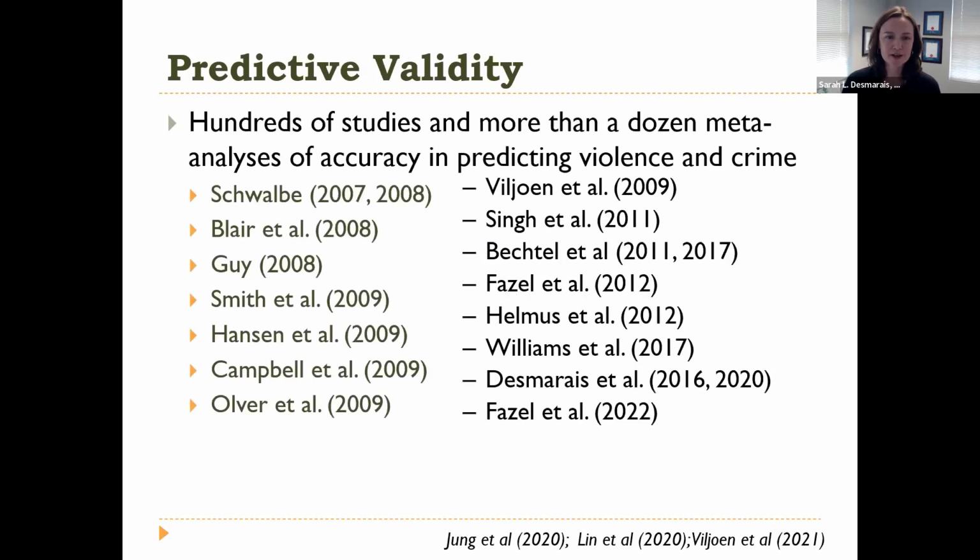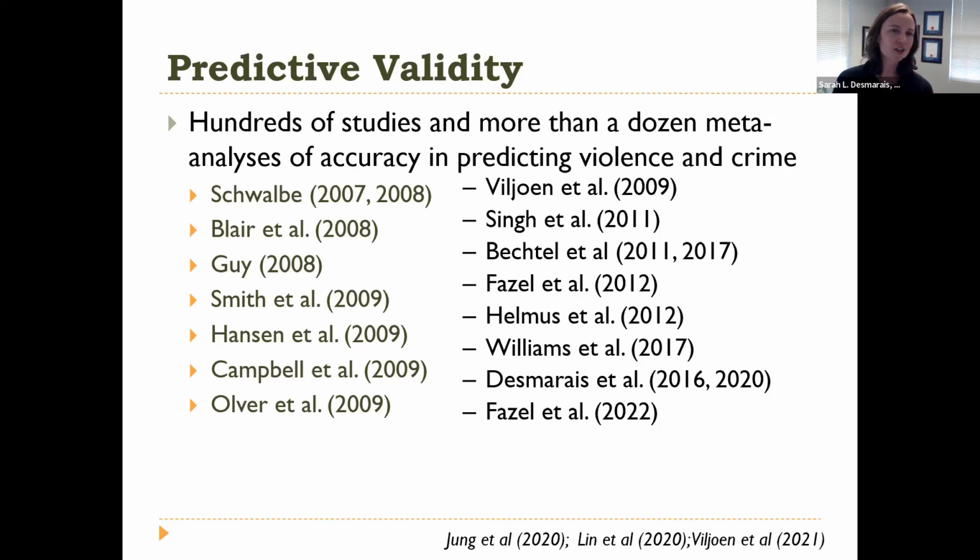So the reason I'm stumped about this is that there are hundreds of studies and more than a dozen meta-analyses looking at the accuracy of risk assessment instruments in predicting violence and crime. Here I gave you just the ones that came to mind off the top of my head. This is not a thorough literature review, but you can see that there are more than a dozen meta-analyses looking at predictive validity in this context. And a meta-analysis, if you're not familiar, is basically where you take a bunch of studies, pull them together, and run some statistics to see across all these studies what the relationship is. So it's like a study of studies.